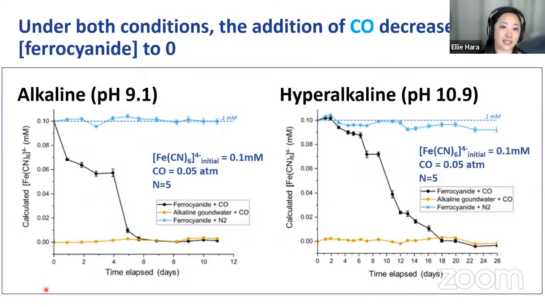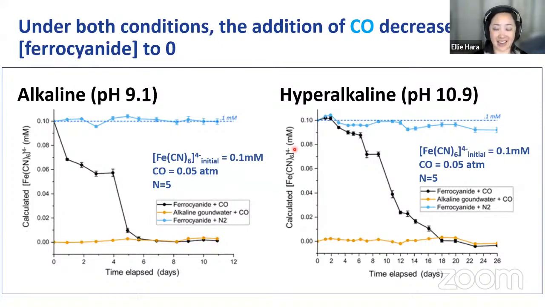So in these systems, what we did was measure that ferrocyanide concentration. Anytime we add carbon monoxide to the system, that ferrocyanide decreases all the way down to 0. It is faster in the alkaline system than the hyperalkaline, but we had 5 replicates, and we can see that the carbon monoxide experiments and our controls are looking real solid. So this is great evidence.